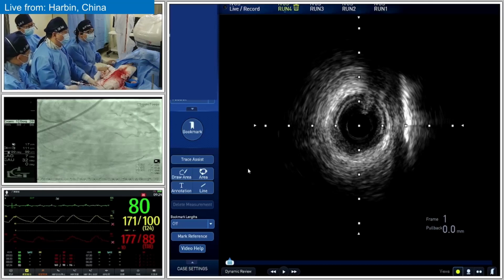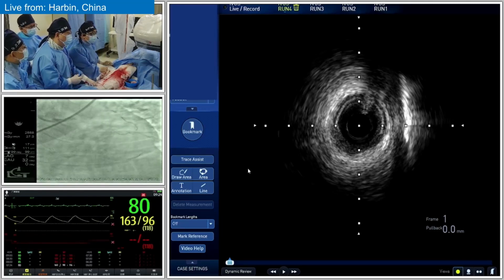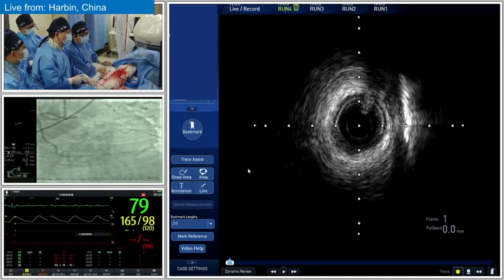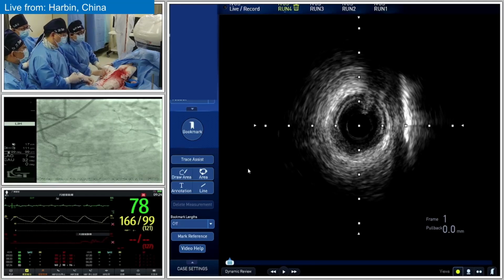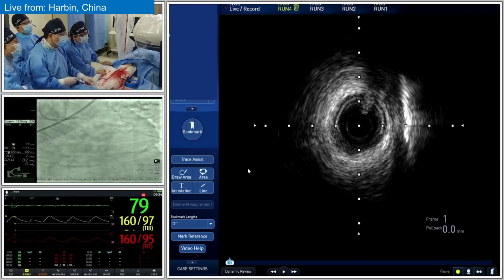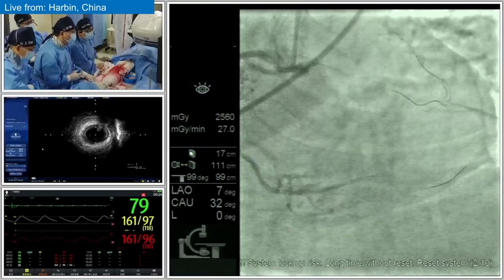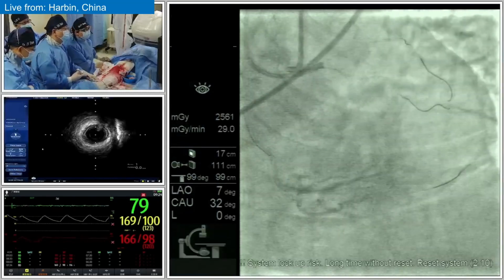Collateral injection to confirm the donor vessel is not injured, and then we will put down. We will put back a little injection. Okay, it's very good.